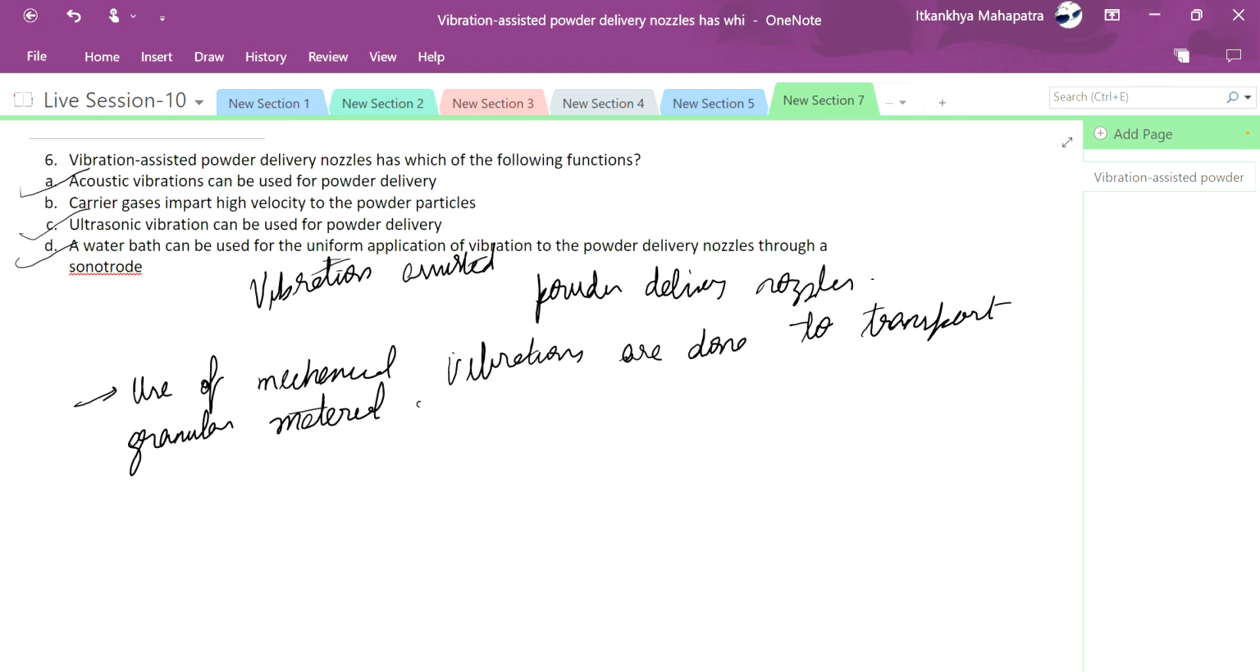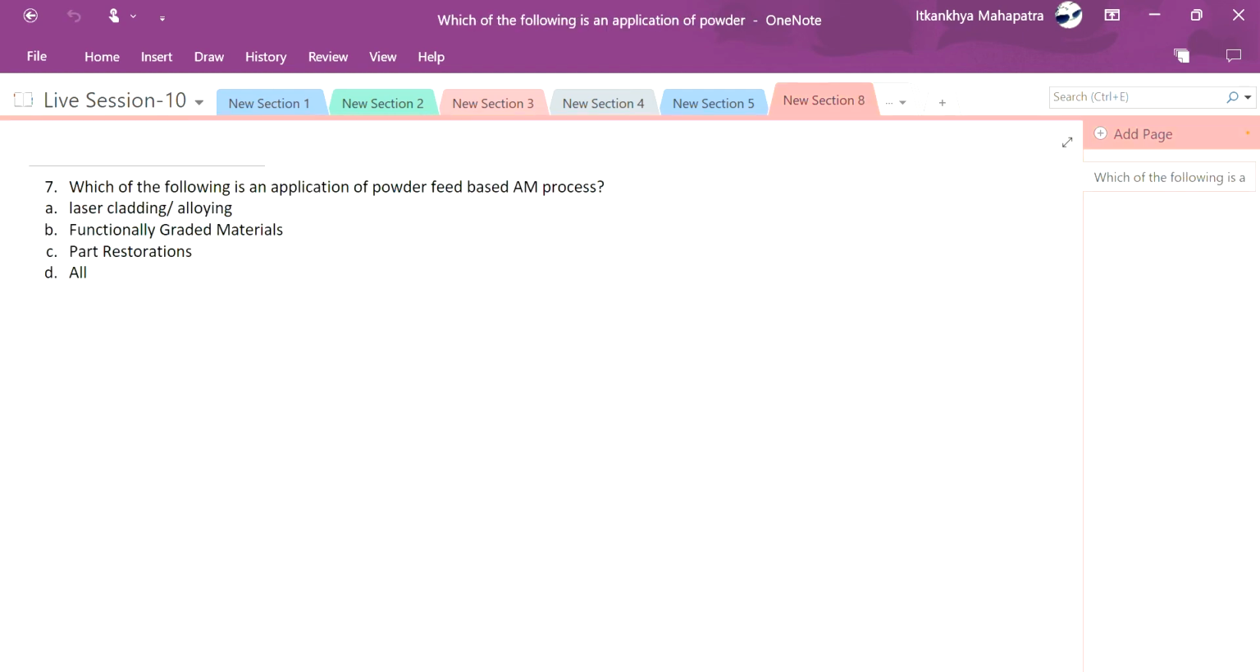Okay, so moving on to the next question. Which of the following is an application of powder feed based additive manufacturing process? Laser cladding, alloying, functional grade material, part restoration, all. The correct option is all.